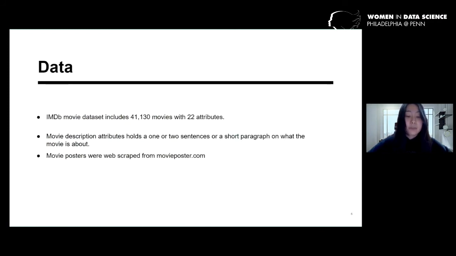I got the IMDb movie dataset from Kaggle. The dataset includes movie information such as movie plot, description, ratings, review, and dates, and so on. Then I scraped movie posters given the movie information from the dataset. I use movie description and movie poster as our input features and genre as our class label output.